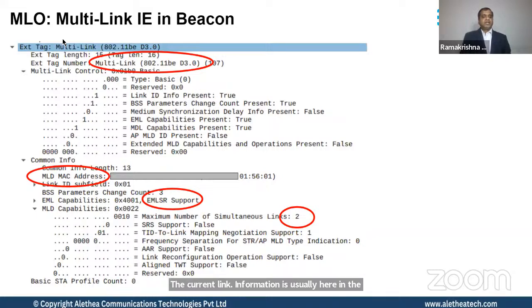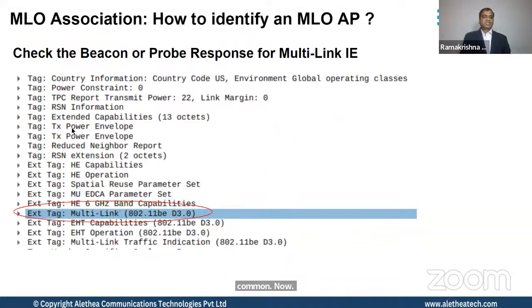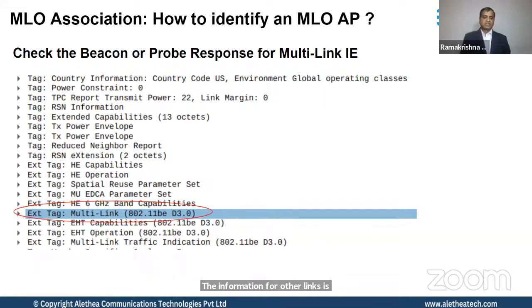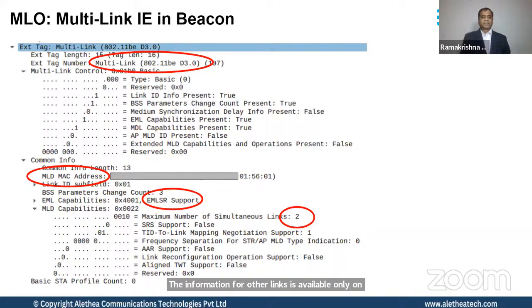Now, all the information that is in the beacon that we have seen here belongs to the current link. The information for other links is available only in the probe response, which I will expand in the next slide. If you see, there is a parameter called basic STA profile count, and it is given as 0. This is left to the AP implementation. It is possible that the AP can give all the STA profiles here, but it is not mandatory. It will be sent in the probe response and association response, as I told before.